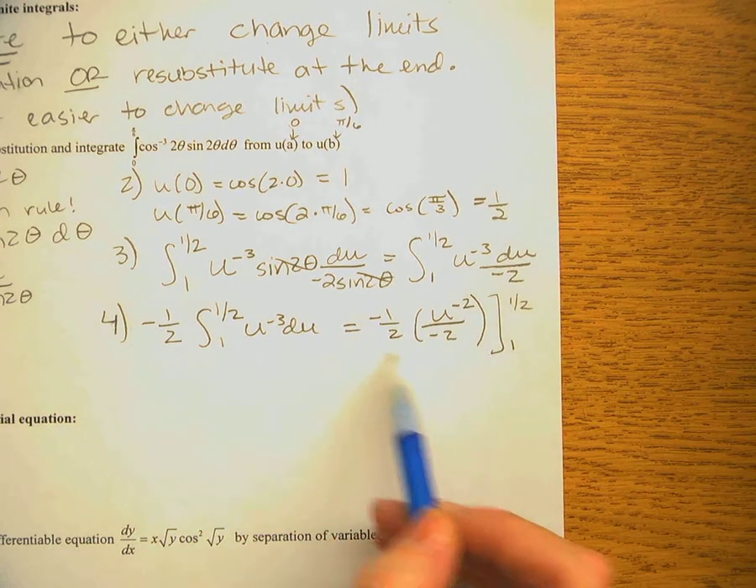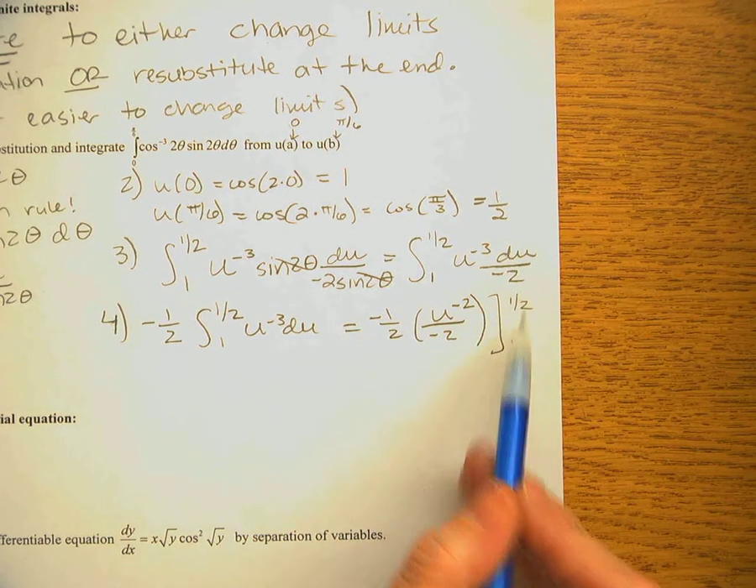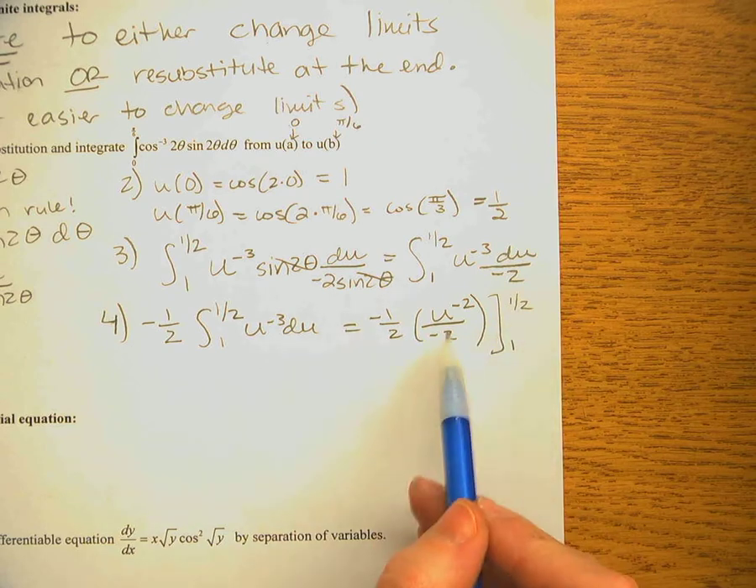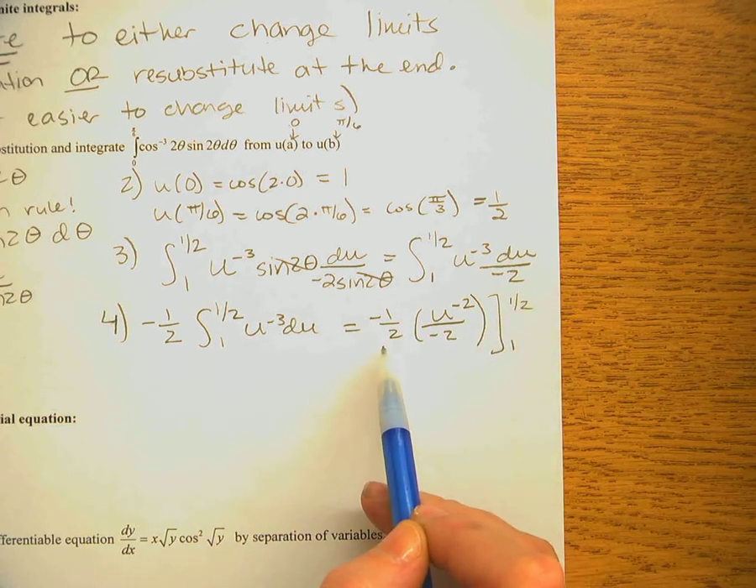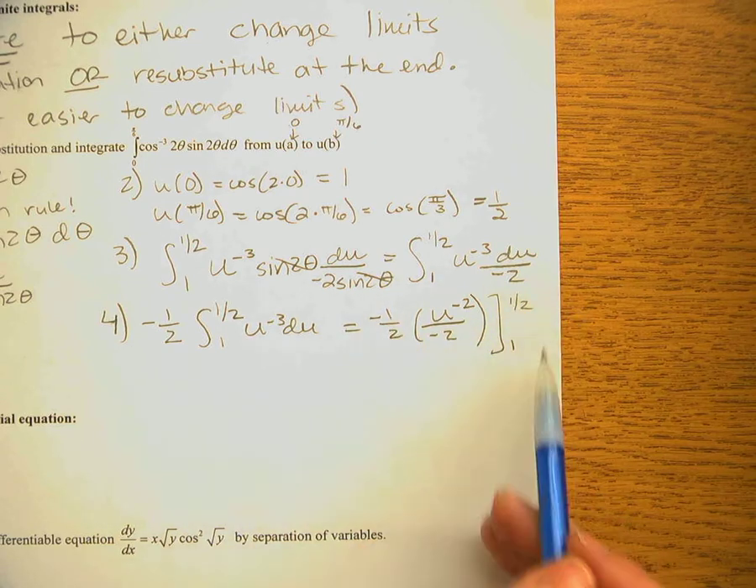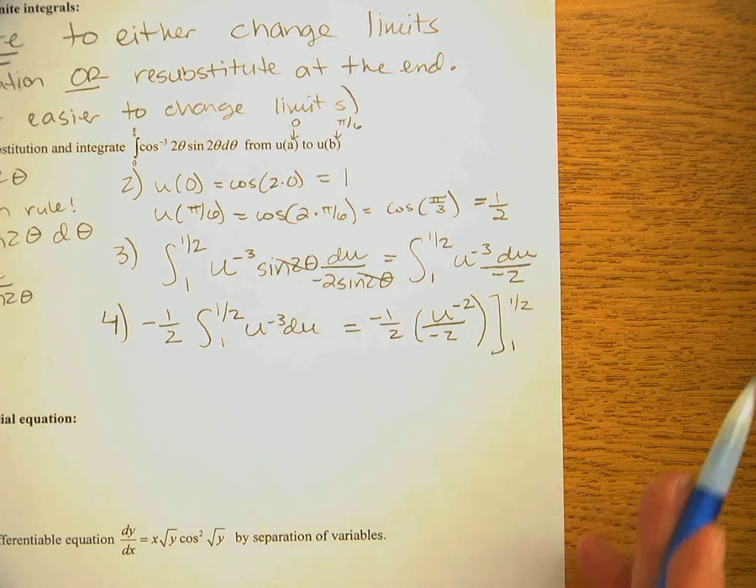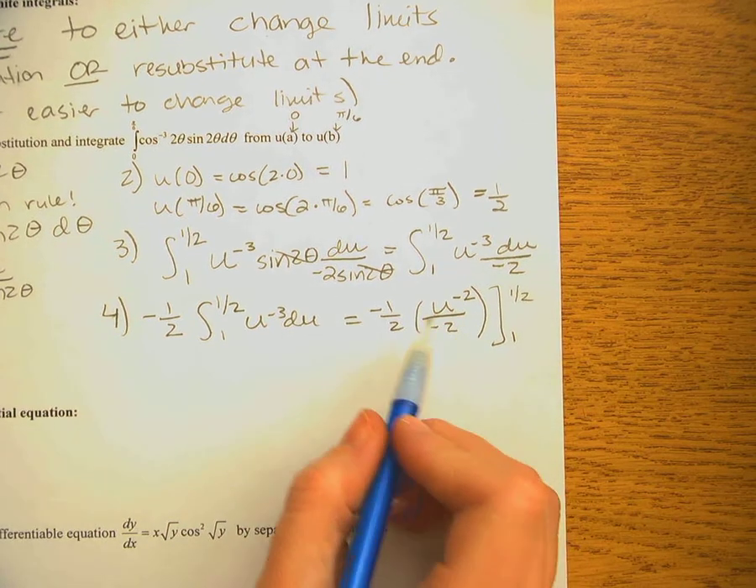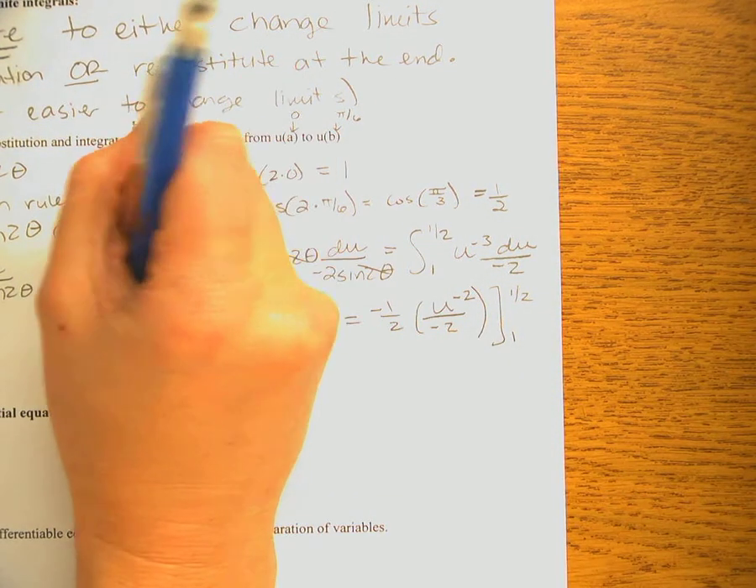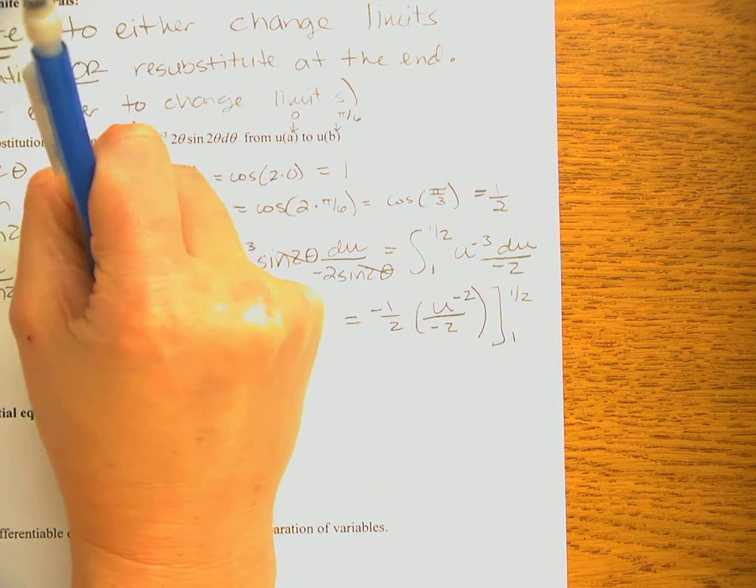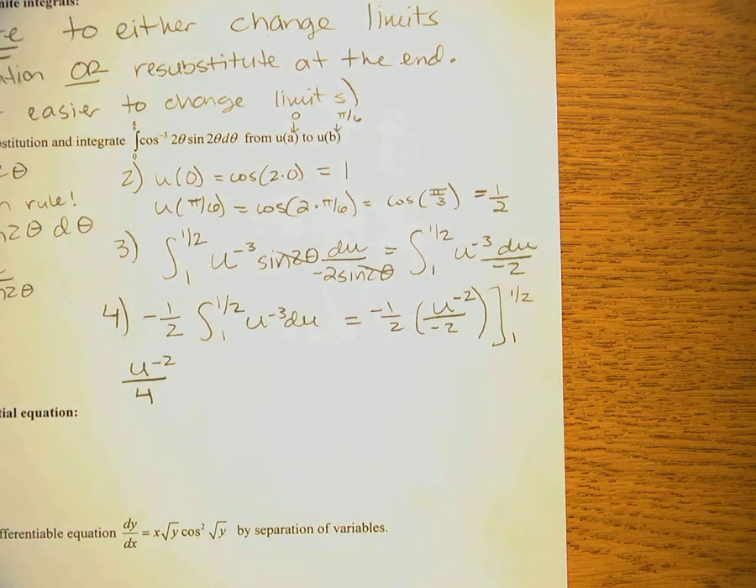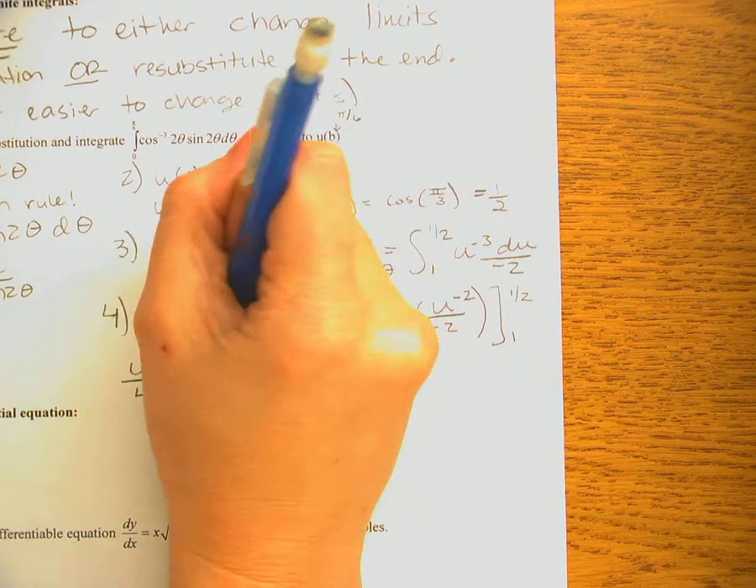But let me first just multiply all this together, and then I will evaluate. You can either evaluate and then multiply by negative 1/2, or multiply by negative 1/2 and evaluate. I think for me, it's easier to multiply first and then evaluate. It's up to you how you want to do it. So this would become positive u to the negative 2 divided by 4. And then evaluate that from 1 to a half.